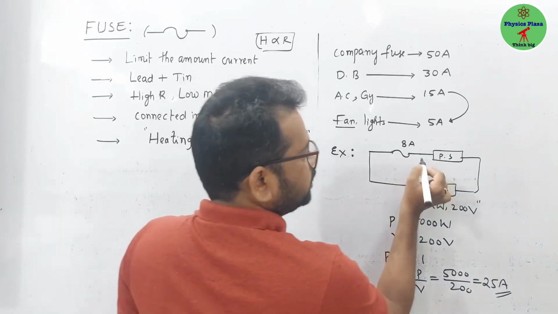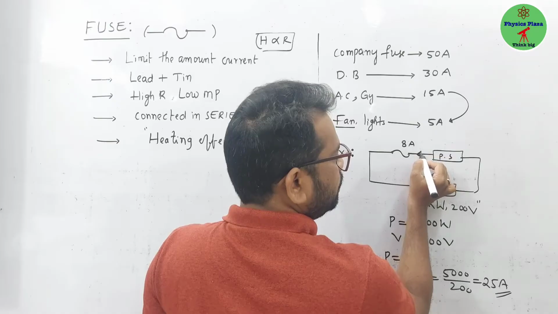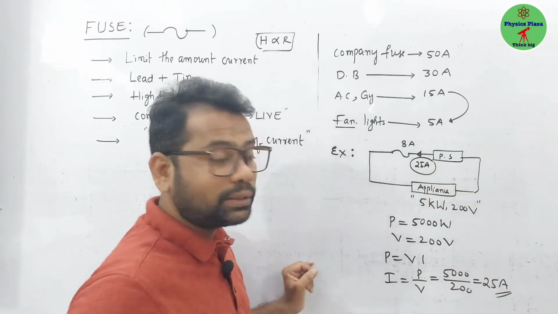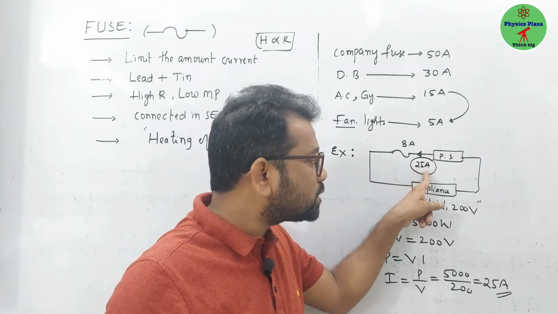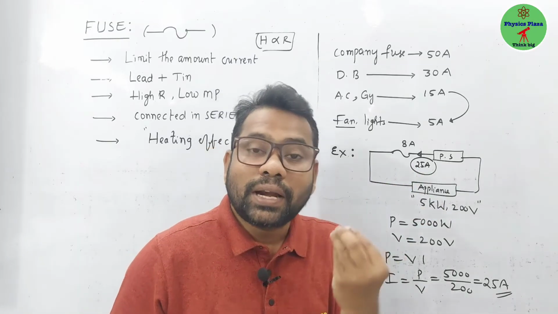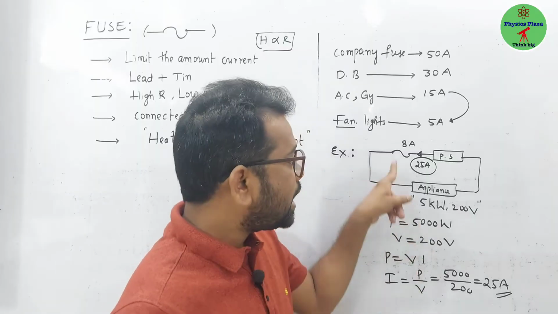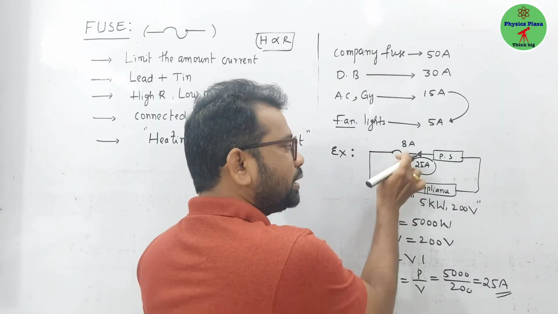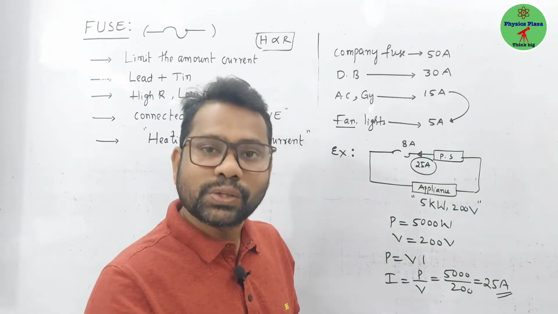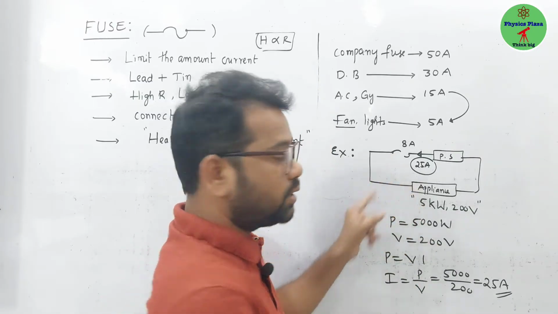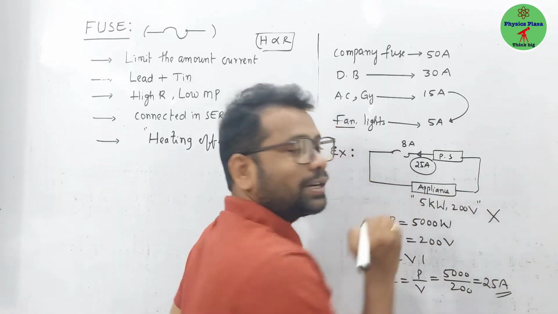Means from this power supply, how much current should come? 25 ampere. But do you think this fuse can bear this much current? No, because its current rating is 8 ampere. It can work only up to 8 ampere. As the current is exceeding, what will happen? It will melt. So this electric appliance cannot be connected to this fuse wire. You cannot connect. Is it clear?